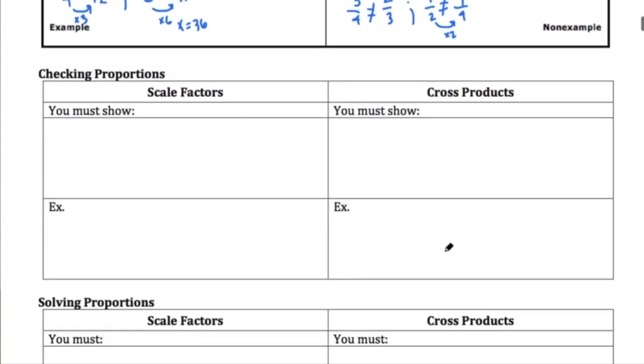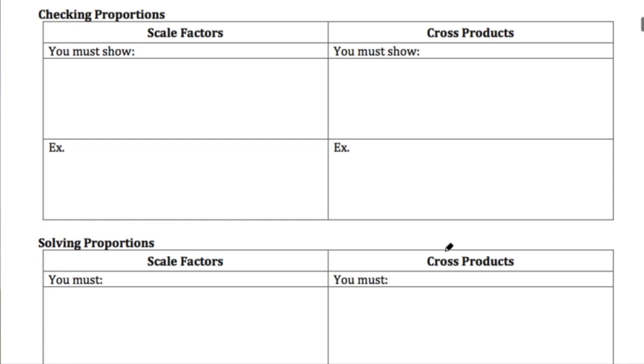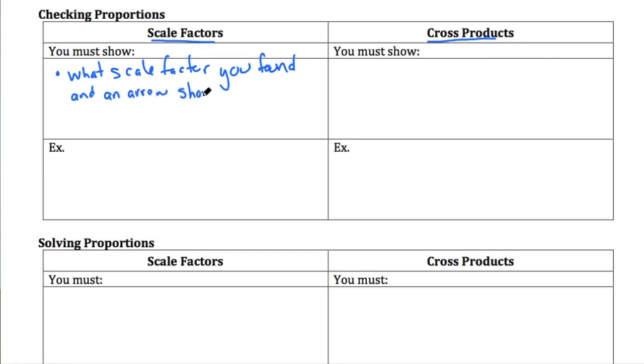Okay, so one of the tasks we'll be posed to do in this section is to show if two ratios are proportional. So what am I going to require of you to show? You must show, we can do it by a scale factor method or by a cross product method. If you choose the scale factor method, you must show what scale factor you found, and I'm going to require an arrow showing the direction. We'll see why that's important in a second.